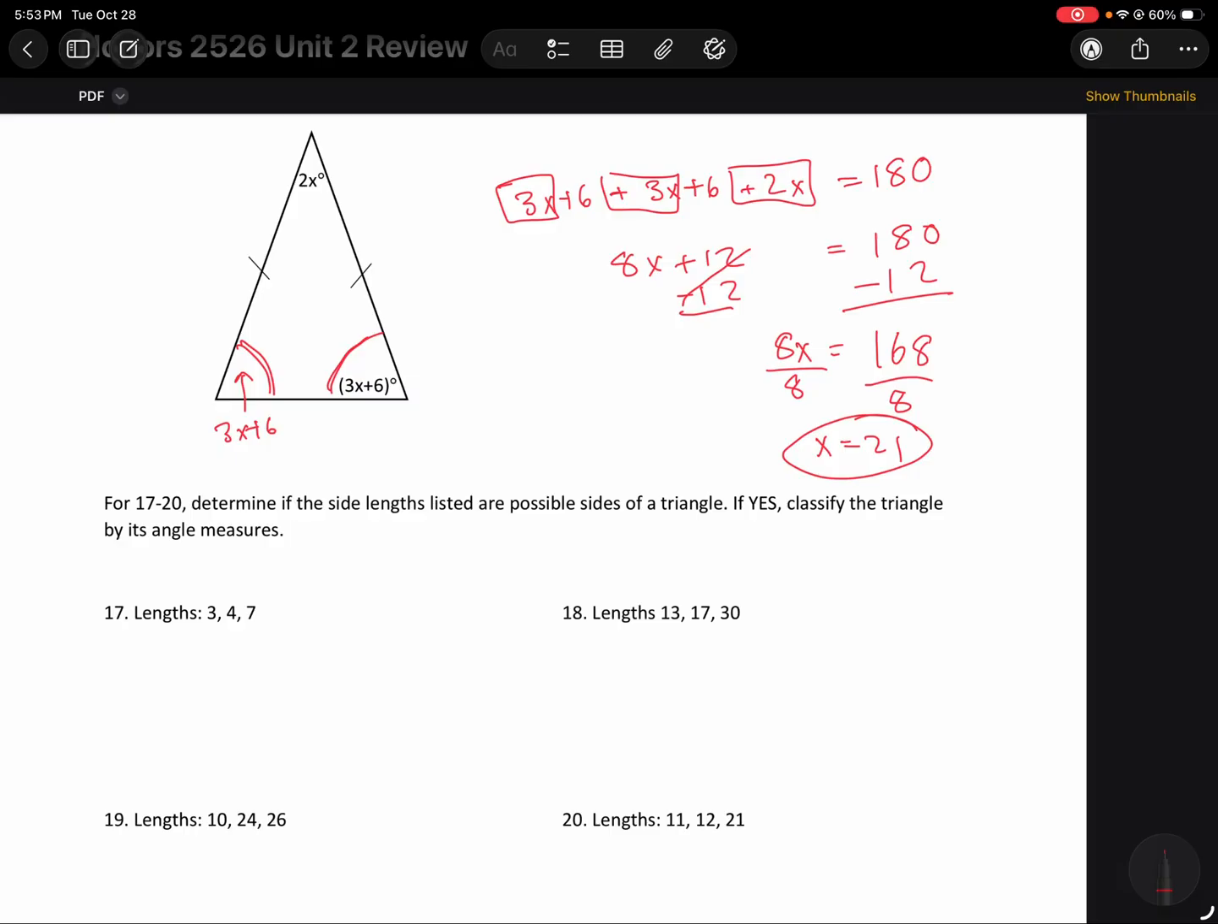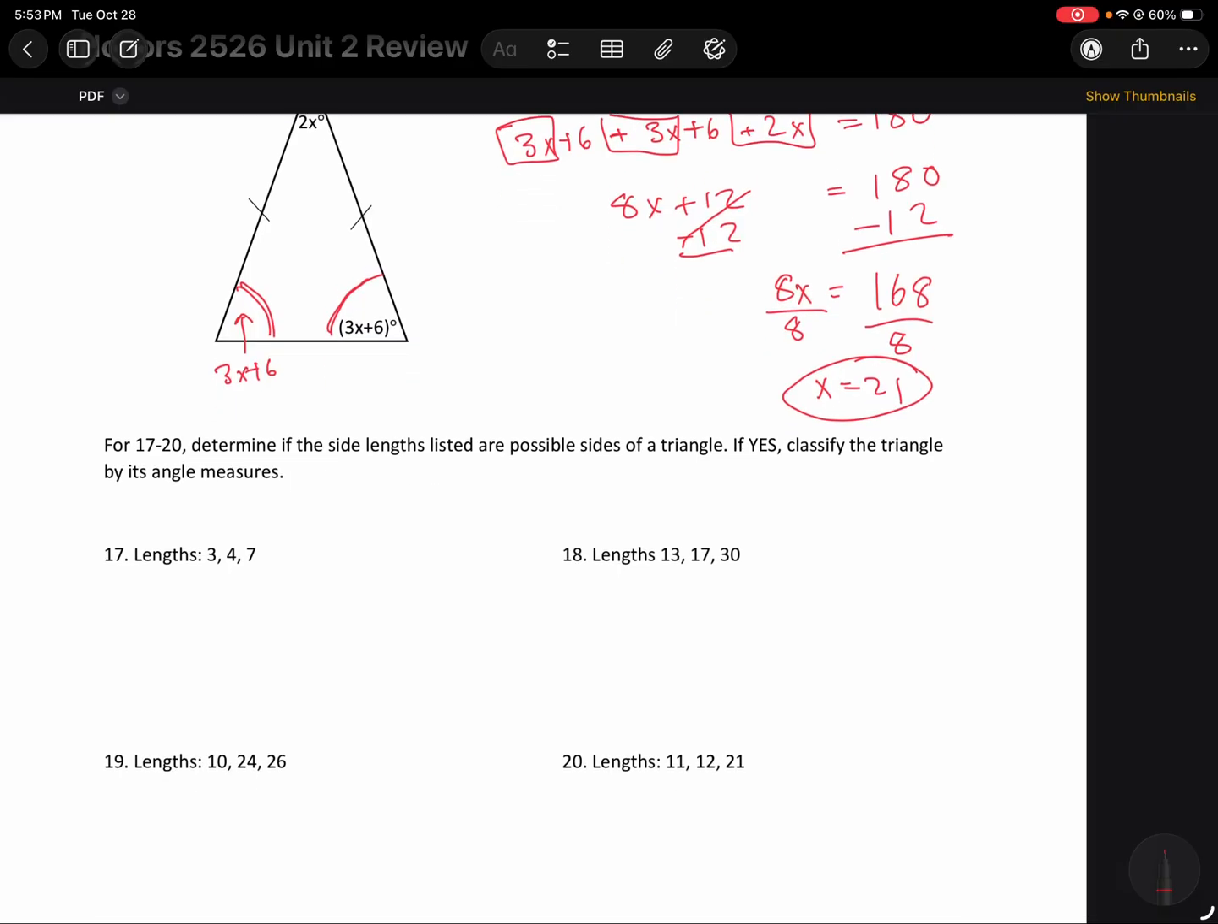Okay, so for questions 17 through 20, are they possible sides of a triangle? If yes, classify the triangle. Okay, so starting off, can we make a triangle with these? First off, 7 is my biggest. So if I add 3 plus 4, is that bigger than 7? No. So no, a triangle is not possible.